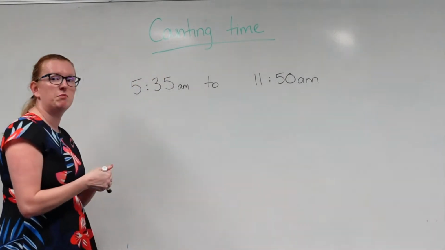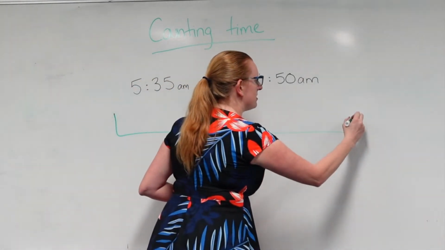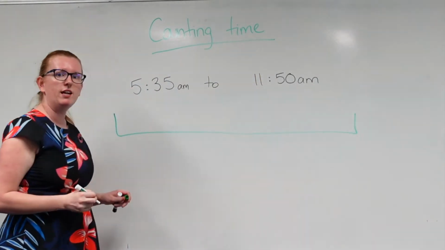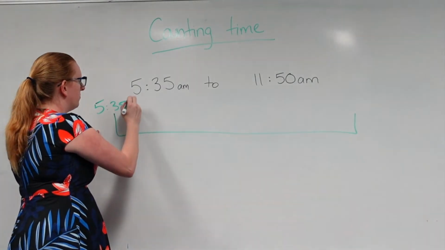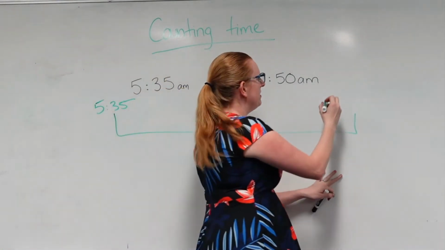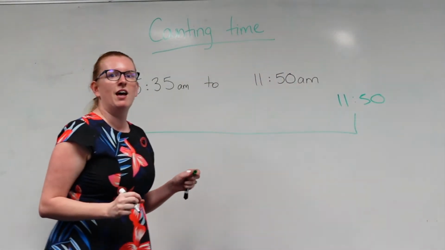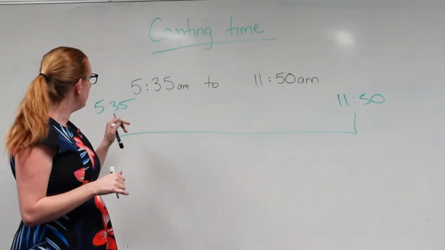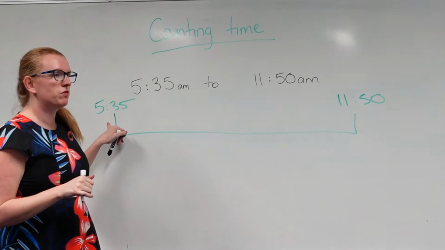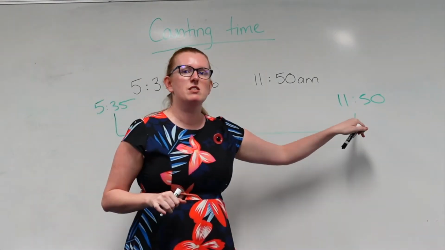So, I'm going to start by drawing a number line. So basically a big straight line like this from here to here. Okay, and I'm going to label this first bit as 5:35 and this second bit as 11:50. Cool. Now, I like to count my hours first. So I'm going to count by hours from 11:35 until I get close to here.